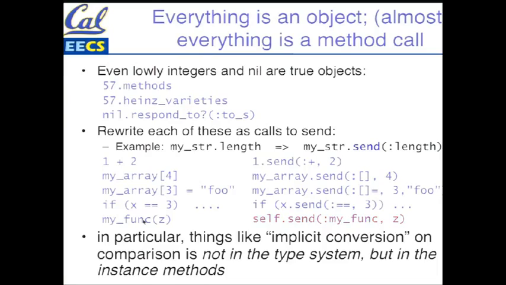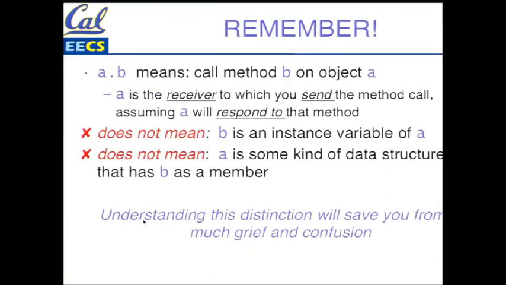So what does this mean? It means, remember the Pavlovian bell, right? When you see a.b, it always means you're calling method b on object A. It doesn't mean that b is an instance variable of A. It doesn't mean that A is some kind of data structure and b is a member.